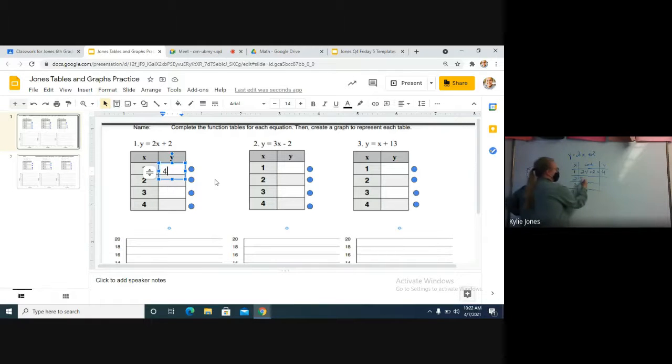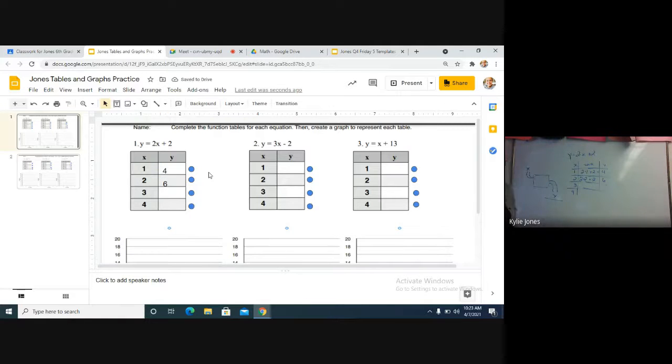This would be 2 multiplied by, what's our x value here? What's my x value? X value is 2. 2, and then we'll add 2. So what is 2 times 2? 4. 4 plus 2 is 6. Our y value for that one is 6, my bad. So we will put a 6 in box number 2. Okay, what about the next one?